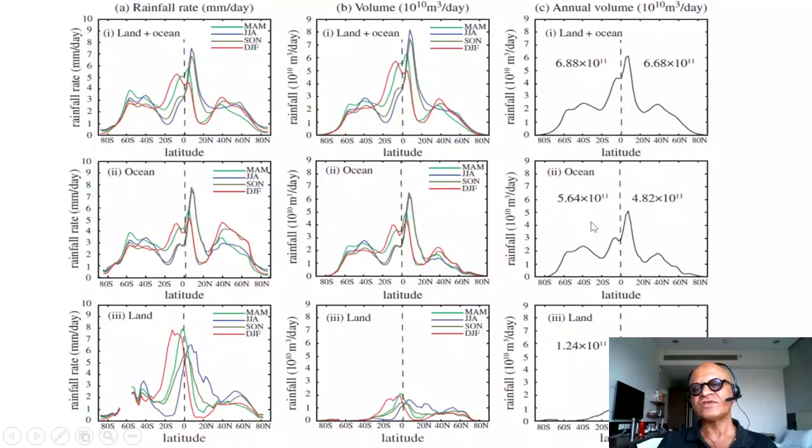Oceanic rain, of course, there's a difference because the northern hemisphere has much more land than the southern hemisphere. More ocean in the southern hemisphere, especially the Southern Ocean. And land also, obviously, volume-wise would have much different rain. You can see the land distribution here compared to the southern hemisphere.